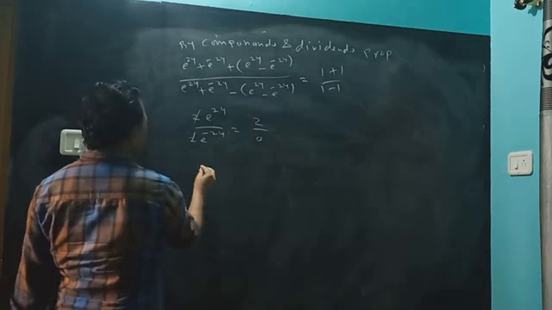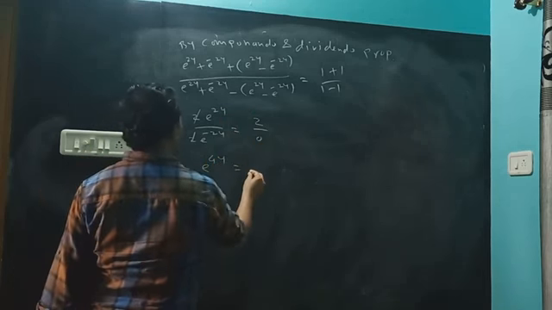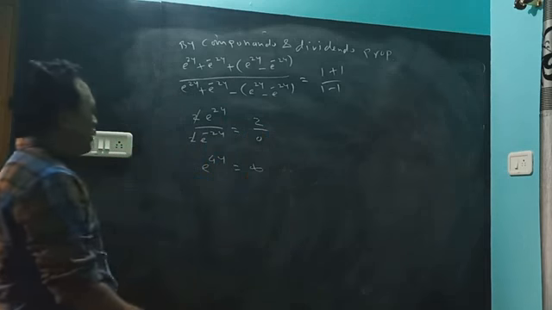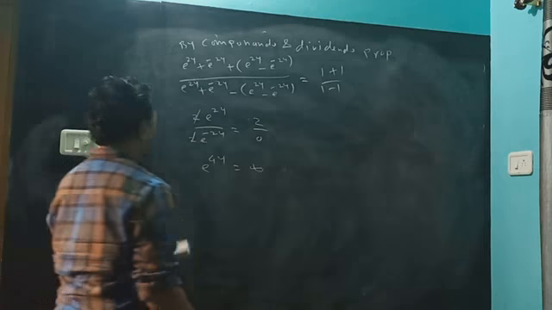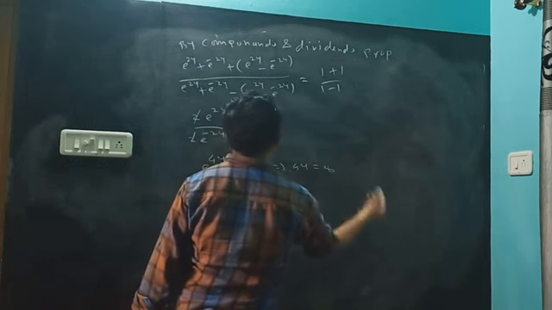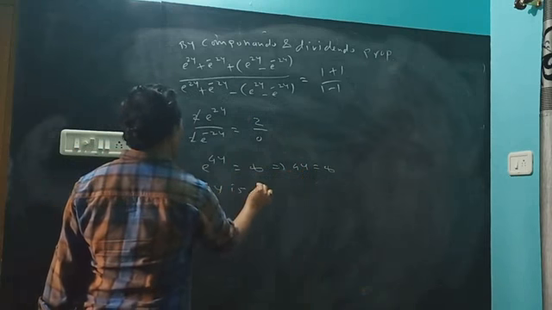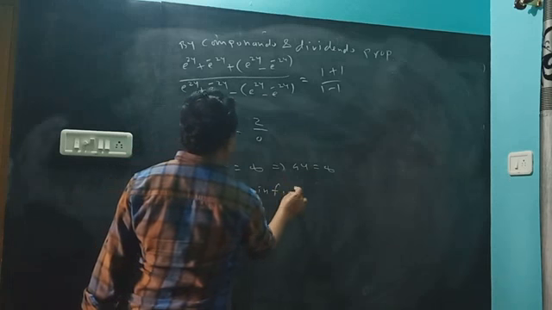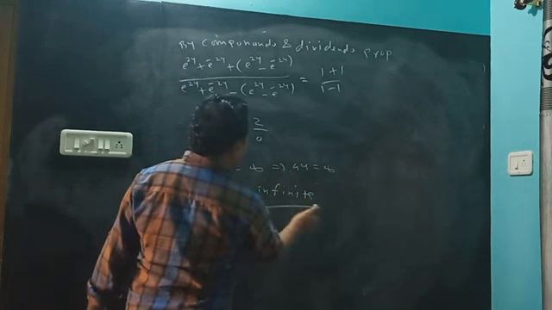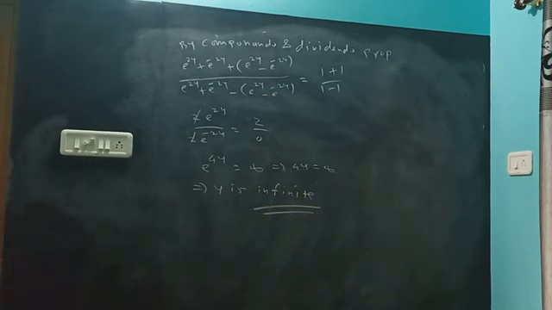This comes to numerator e raised to power 4y. Since the left side is 1 by 0, that is infinity, e raised to power 4y is infinity, therefore y is infinity. So in this way y is infinity, y is infinite. Okay, so x is not defined, not determined, indeterminate, and y will be infinite.